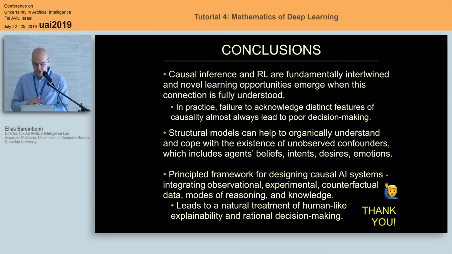What we are trying to go towards, and need help with, is a principled framework for designing causal AI systems integrating observational, experimental, and counterfactual data, modes of reasoning, and knowledge. And this leads, hopefully, to a natural treatment of human-like explainability and rational decision-making.